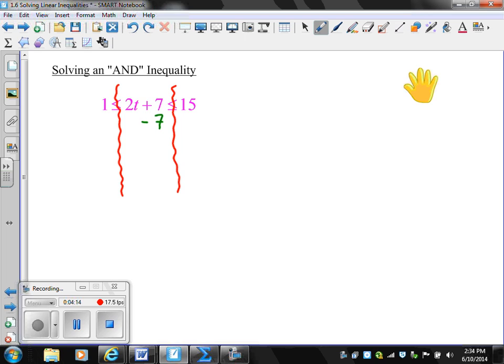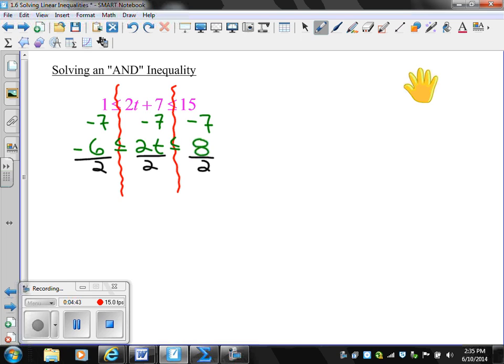Well, as a consequence, I need to then do that on both sides of the inequalities. And now I get -6 is less than or equal to 2t, which is less than or equal to 8. Okay, I'm going to keep unwrapping. I'm going to divide by this 2 on the inside here, which means I need to divide on both the left and right sides as well.